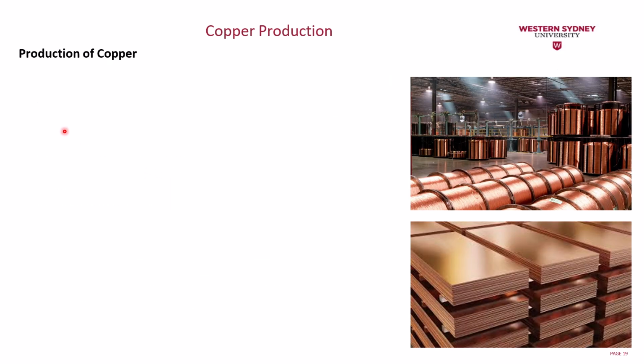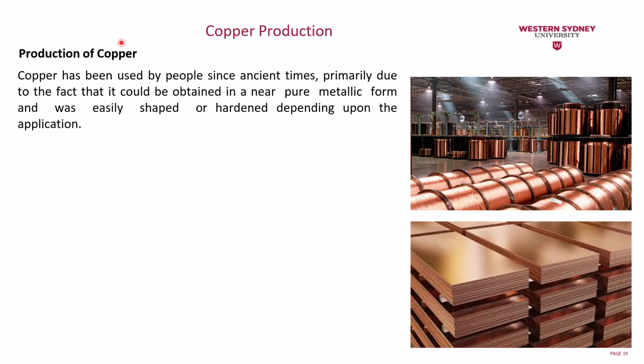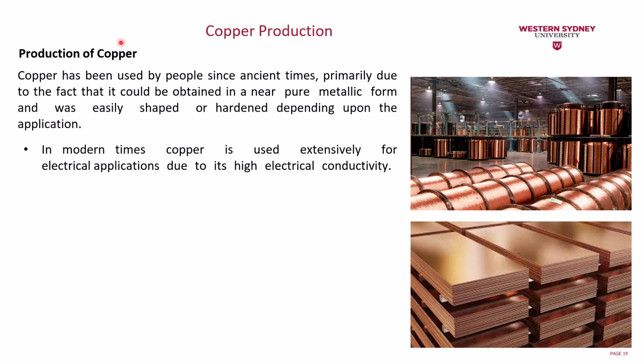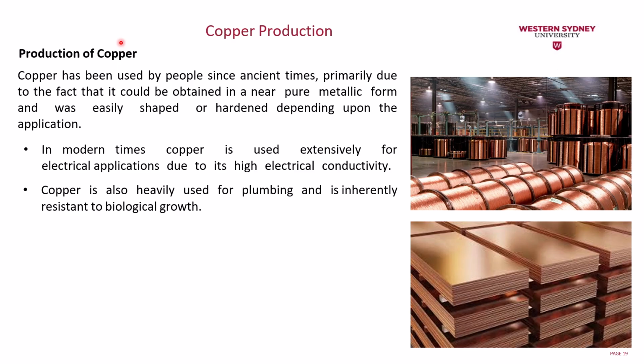Australia is the major supplier of bauxite and also produces some of the aluminium grades. Now we come to copper production, and copper has been used by people since ancient times, primarily due to the fact that it could be obtained in a near pure metallic form and was easily shaped or hardened depending upon the application. In modern times, copper is used extensively for electrical applications due to its high electrical conductivity, and it is also heavily used in plumbing and is inherently resistant to biological growth.